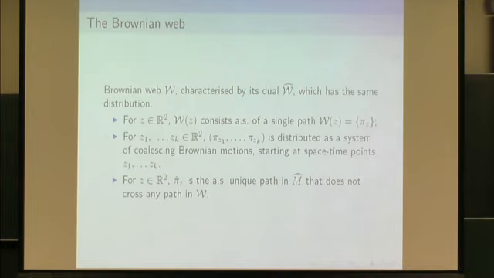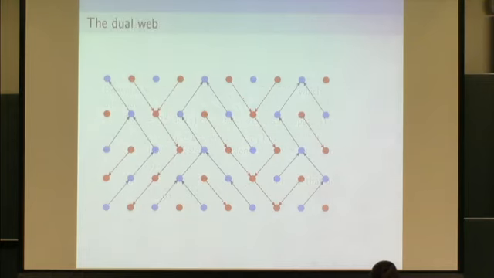So the dual, W hat, is also a Brownian web, but with time running in the opposite direction. And for any point in R2, the corresponding path in that dual is the almost surely unique path that doesn't cross any path in W. So I have a system of coalescing Brownian motions with time going in one direction and one going in the other direction, and they interleave each other in such a way that they don't intersect. And this property was first observed by Arratia.